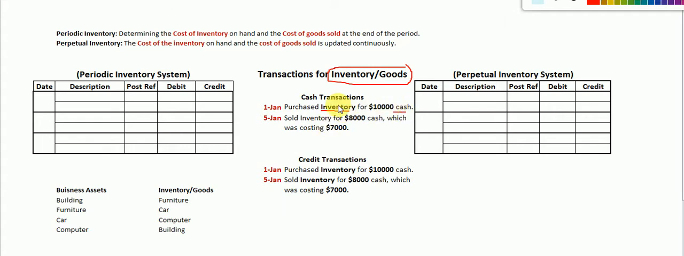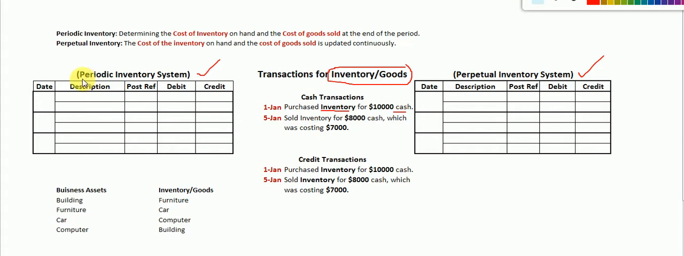Okay, whenever we record inventory, we have two systems of recording: either the perpetual inventory system or the periodic inventory system, right? When you have to record it, you have to ask and make sure what system is used in the business you are working with.